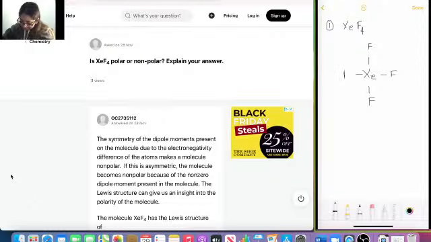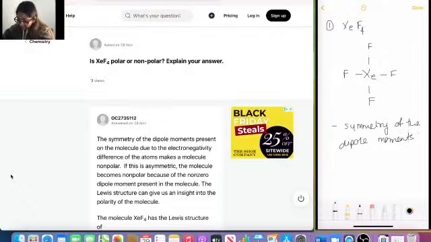Okay, and so basically this is your Lewis structure, and you can see we have 4 Xe-F bonds. You can see that this portrays symmetry, the symmetry of the dipole moments, okay?